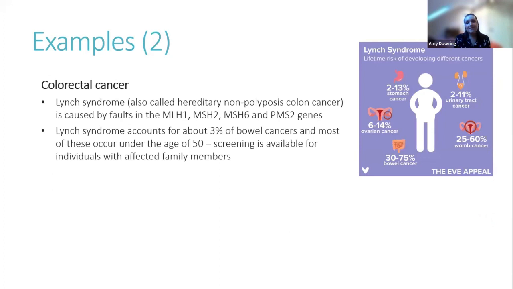Another example is Lynch syndrome. So this is caused by faults in a variety of genes, and it's been linked to the development of bowel cancer at a very early age. So Lynch syndrome accounts for about 3% of bowel cancers, but most of these occur at a much younger age than you would normally see bowel cancer being diagnosed. So under the age of 50, which is really young; normally you would see it in the 70s or 80s.